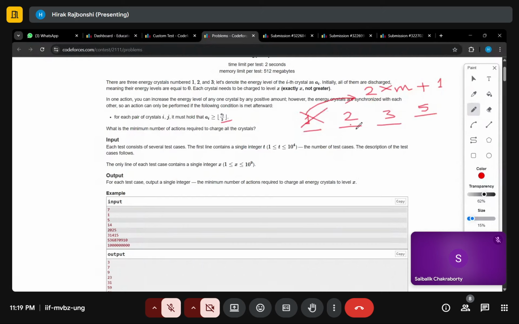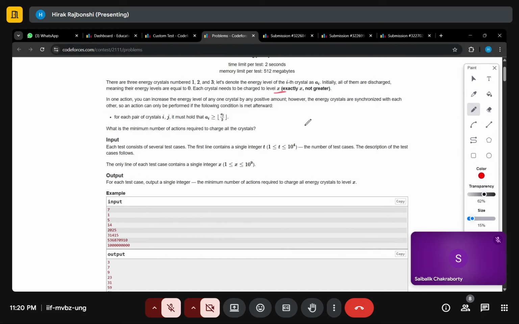Now again if you see, half of this will be 2, which is less than or equal to 2. And again for this, 3 by 2 is 1, which is less than all of these. So if at any point we have x, y, z, which is a valid state, then we can get to the next stage just by increasing the charge of x to 2 times y plus 1. This will be the optimal way to increase the charge of the minimum crystal. And we have to make all of them equal to x, right?